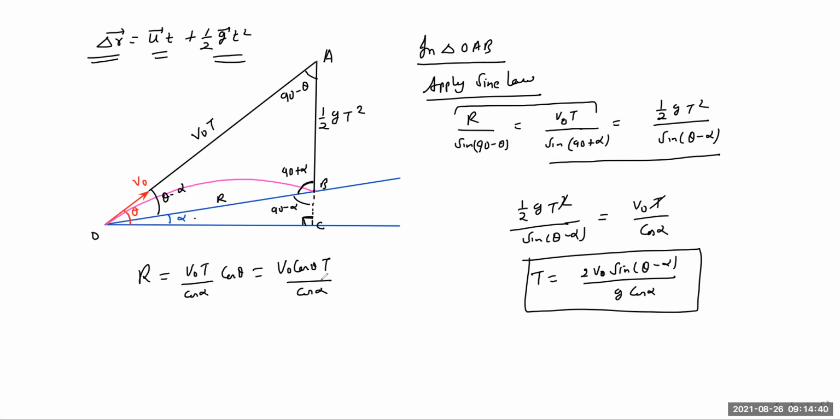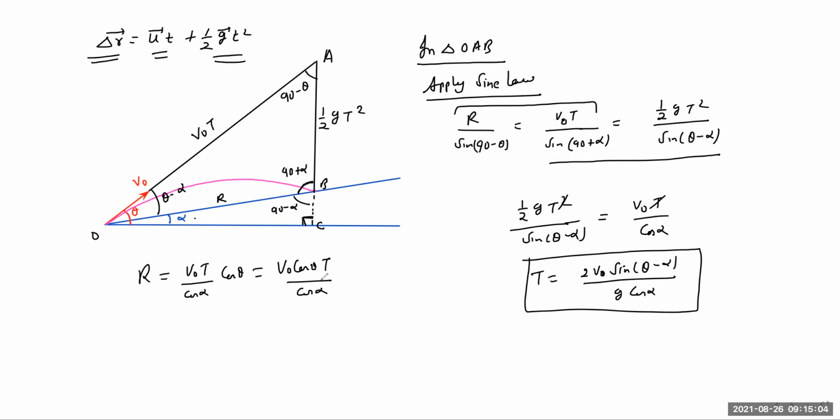So in the beginning, sir, how did we get V naught T and half GT square as the sides? What is sine law? Do you remember sine law? No, no, I'm asking that V naught T, how we got that AO equals V naught T, AB equals half GT square, like that.